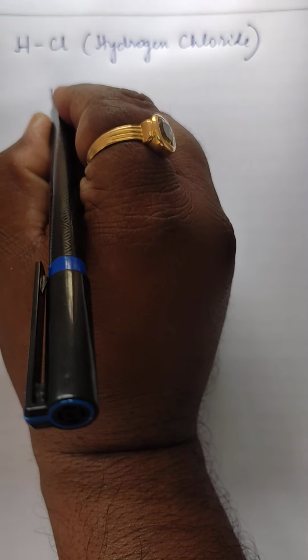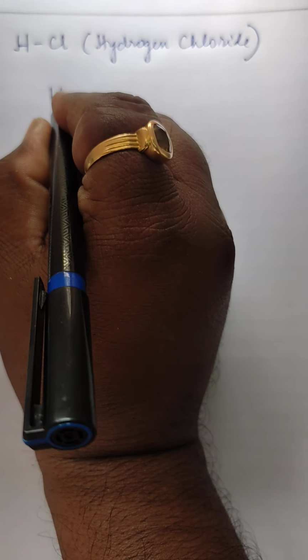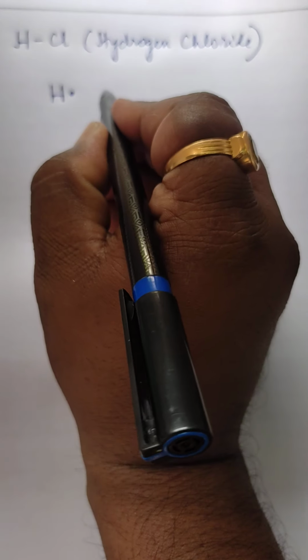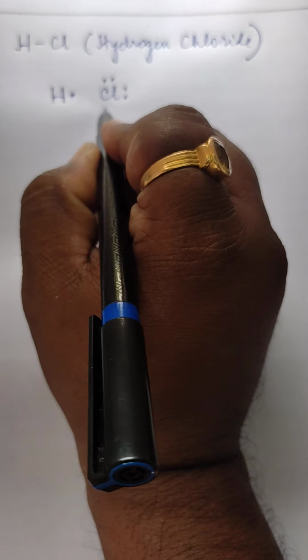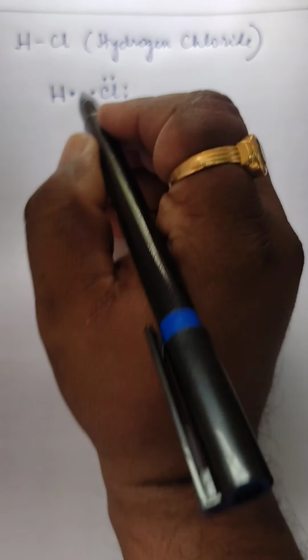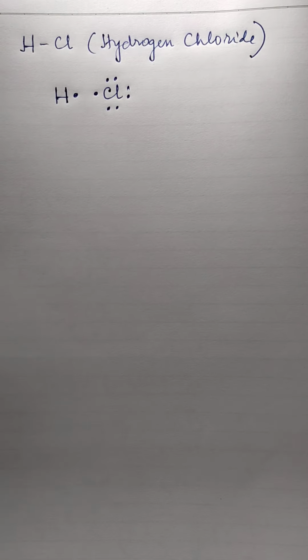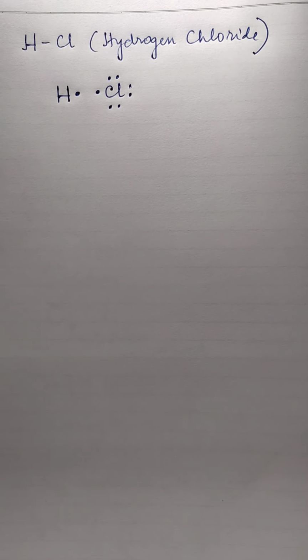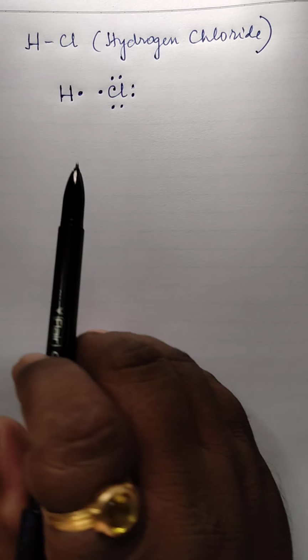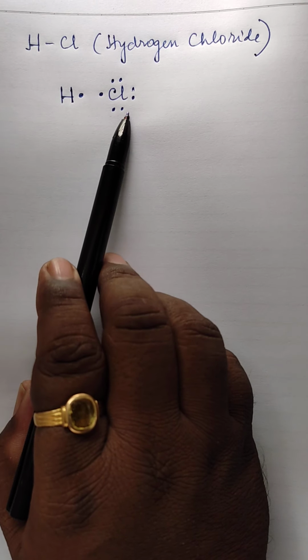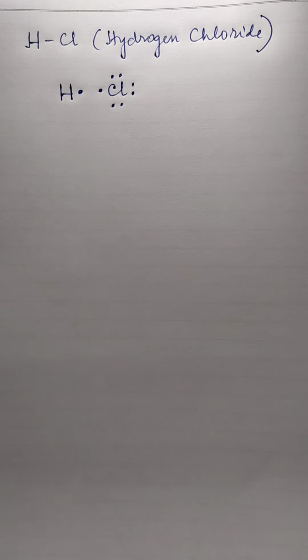Each hydrogen has 1 electron in its outermost shell, and each chlorine has 7 electrons in its outermost shell, because the electronic configuration of chlorine is 17: 2 in the first shell, 8 in the second shell and 7 in the last shell. So each hydrogen has 1 electron, and each chlorine has 7. In this case, what will happen?